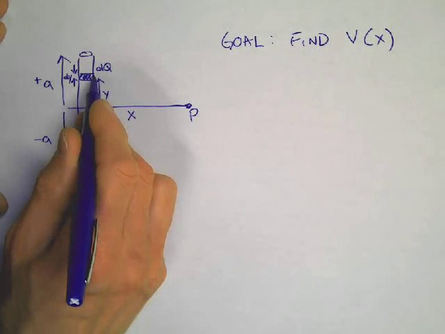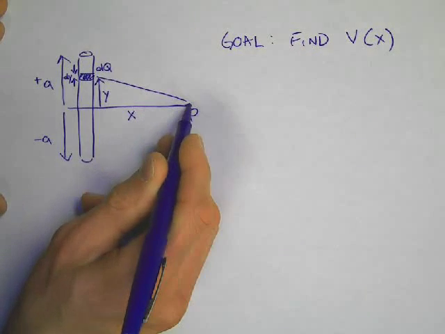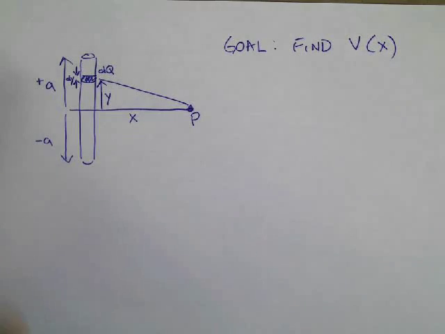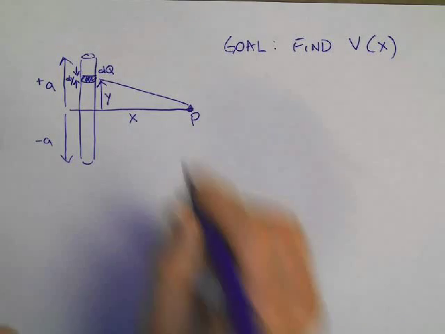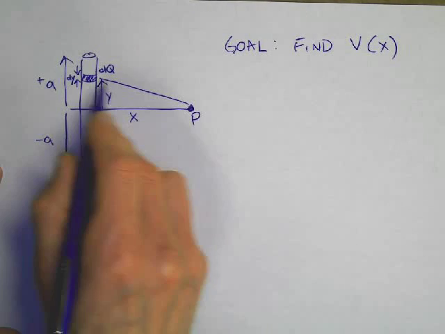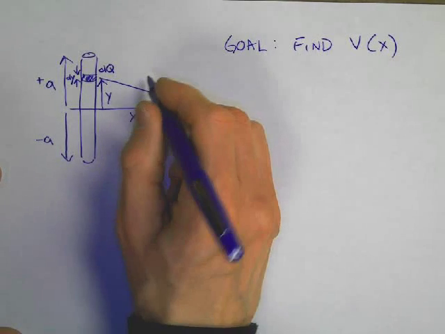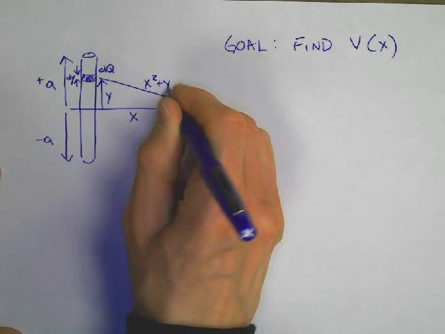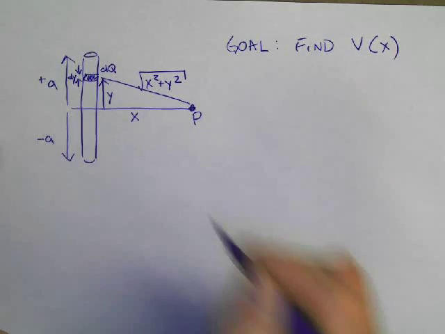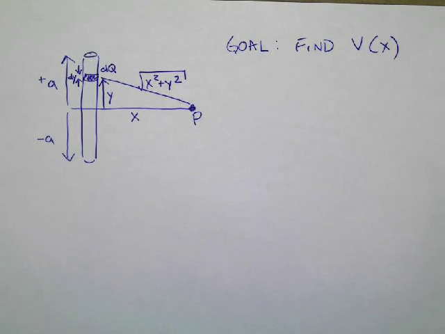And we want to look at how that chunk contributes some potential at this point P. So we're going to be looking again at the diagonal distance. That distance is going to be the square root of x squared plus y squared. So that's the Pythagorean theorem. Okay, so those are the parameters for this problem.